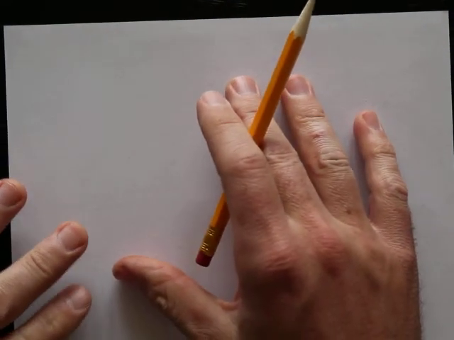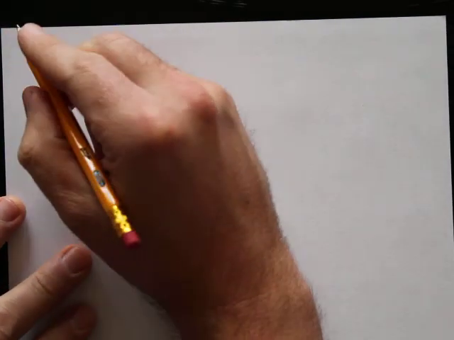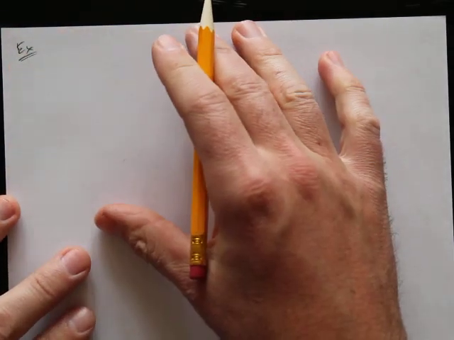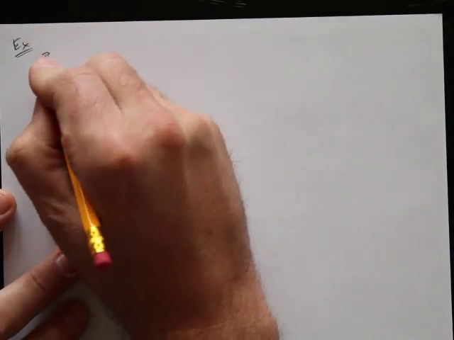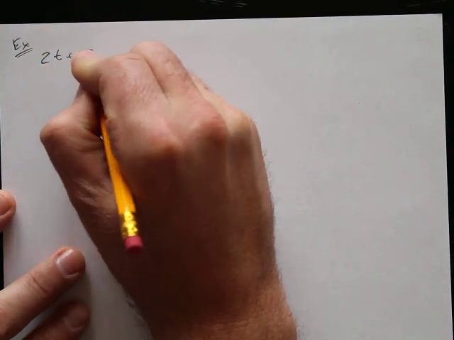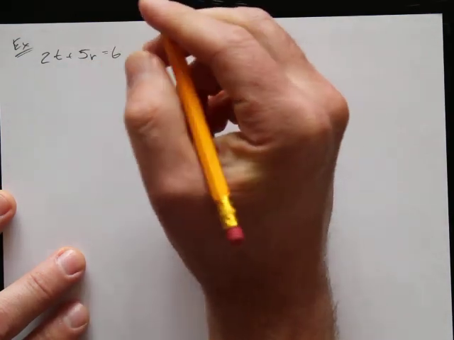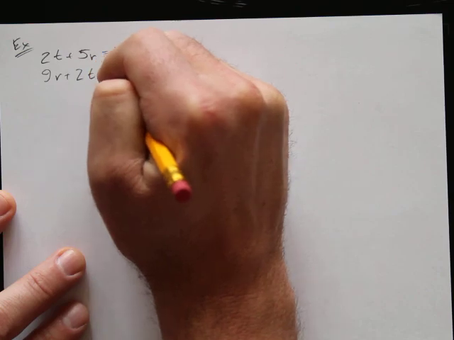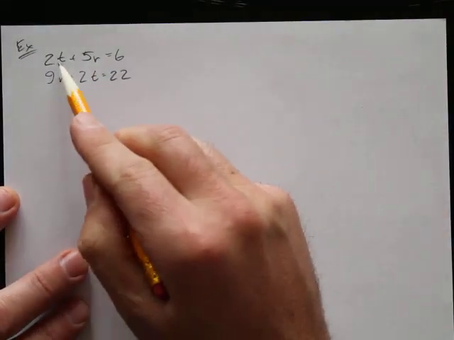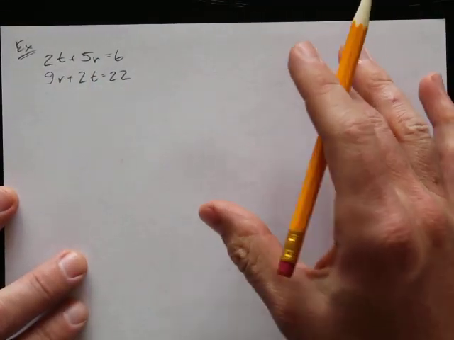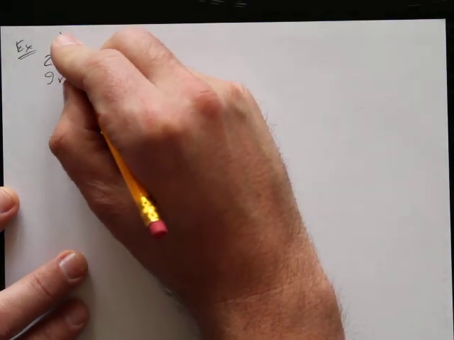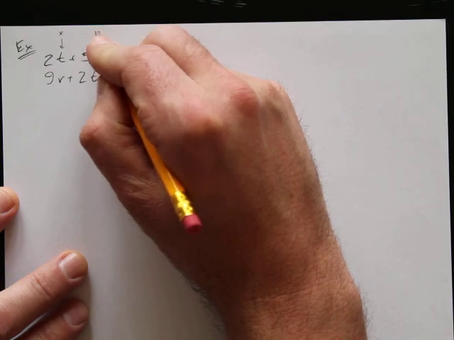All right, let's do a couple more examples. I've got 3 more examples for this. One example we're doing together, and the next are going to be you tries. So here's something you might see. 2t plus 5r equals 6. 9r plus 2t equals 22. Now, I've got t's and r's instead of x and y's. So I am just going to say that t is going to be my x value, r is going to be my y value.